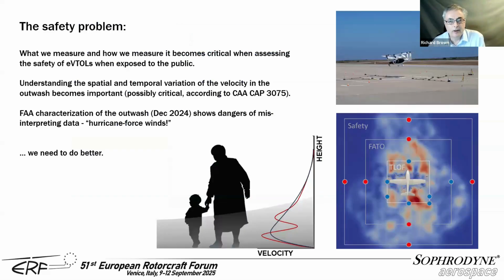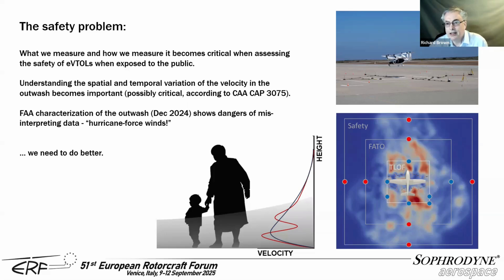Now, why is this important? Well, what we measure and how we measure it becomes critical when assessing the safety of eVTOLs when exposed to the public. And understanding the spatial and temporal variation of the velocity in the outwash becomes critically important if you take the findings of CAP 3075 into account, to understand what the risks potentially posed by aircraft operating at low altitude above the ground in the presence of passengers and bystanders happen to be.